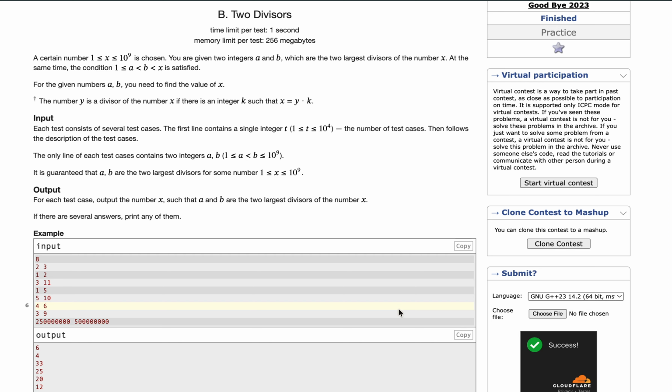I'm not gonna read the problem statement here, but I'm surely going to tell you what is happening. Well, we have to actually figure out a number x given a and b within this range that you can see, and we need to figure out what x can be. And here a and b are actually the two largest divisors of number x.